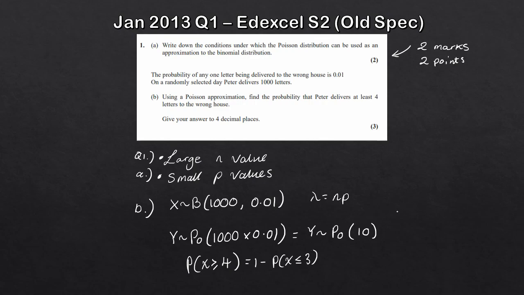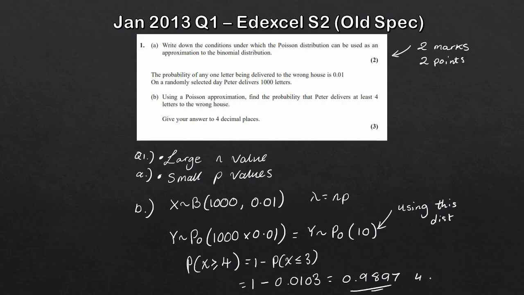Now you just need to use your calculator using this distribution here. I want to know what the probability that x is less than or equal to 3. Well, if you do this on your calculator, what you get is 1 minus 0.0103. And if you put that into your calculator again, you're going to get 0.9897. Okay, so quite a large probability. So Peter's not very good at delivering letters. And that's the 4 decimal places as well, so 4 decimal places. Okay, so yeah, like we said, Peter's not very good at delivering the letters.